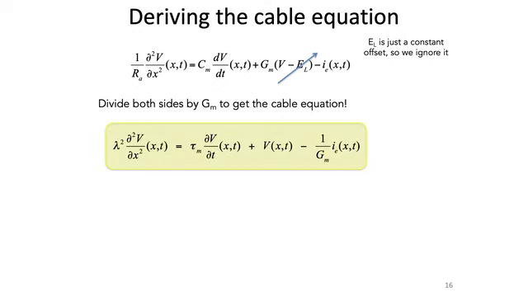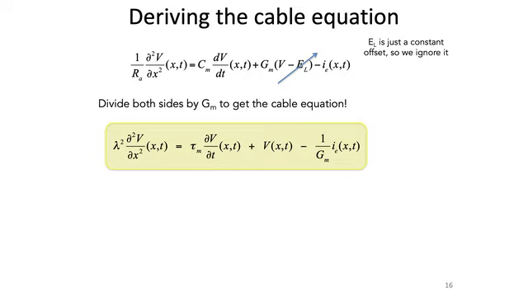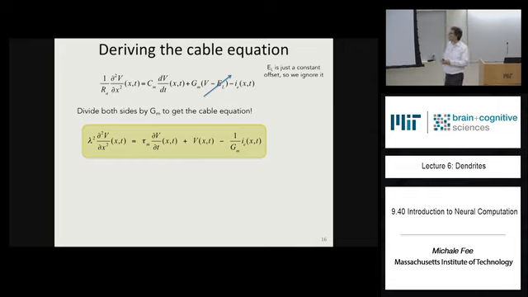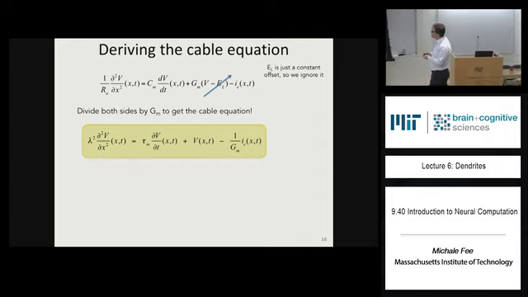And we're going to plug that into there. We're first going to notice that this E leak is just an offset, so we can just ignore it. We can just set it to 0. We can always add it back later if we want. We divide both sides by the membrane conductance per unit length to get this equation. Okay, and that's called the cable equation. It's got a term with the second derivative of voltage with respect to position, and it's got a term that's the first derivative of voltage with respect to time. Okay, that's because of the capacitor. Okay, and then it's got a term that just depends on voltage.